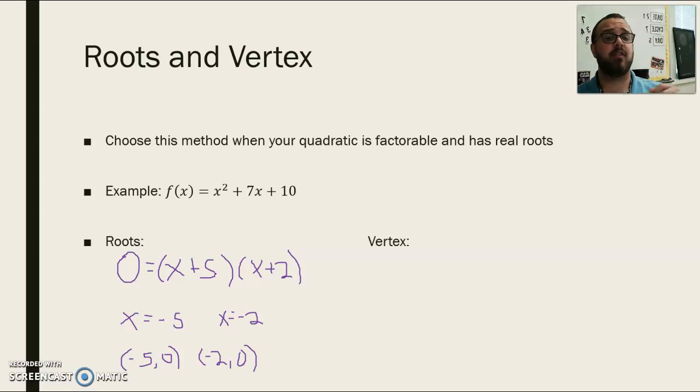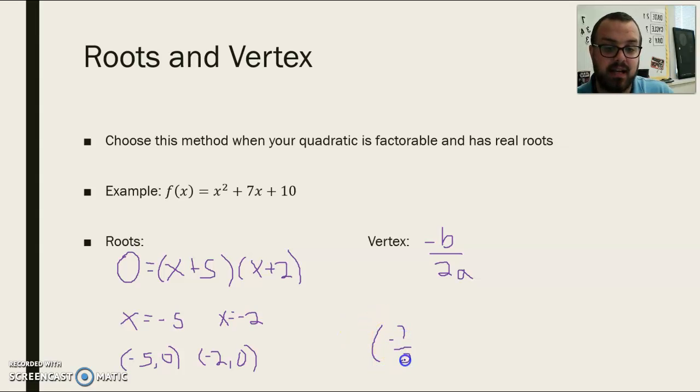So based off of how the quadratic's given to us, the details of this could change a little bit based on what we've seen in the past, okay? But for this vertex, we're going to be doing -b/2a, which in this instance is -7/2. That is going to be the x-coordinate.